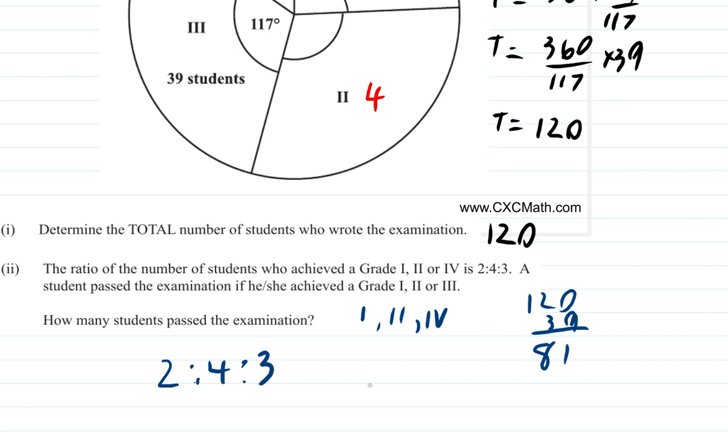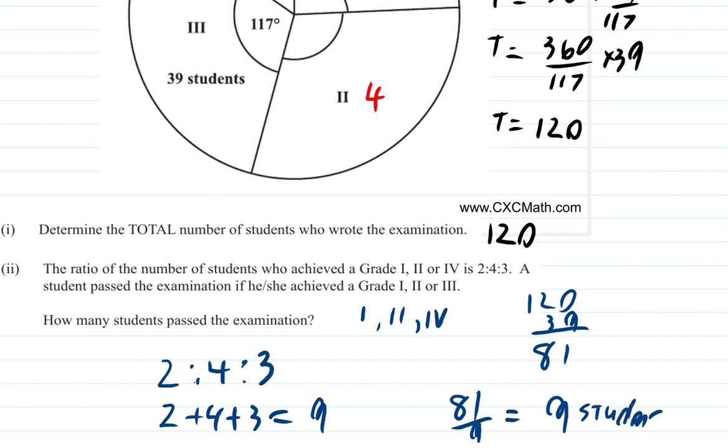Alright, you did that. You paused the video and you finished this part of the question. What do you get when you divide up 81 into the ratio 2 to 4 to 3? It means you have 2 parts, then 4 parts, then 3 parts. How many total parts you have? 2 plus 4 plus 3 gives you 9 parts. If you cut 81 up into 9 equal parts, you get 9 students per part. 9 times 9 gives you 81.